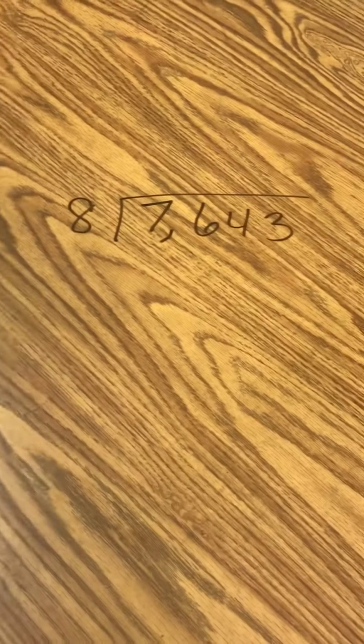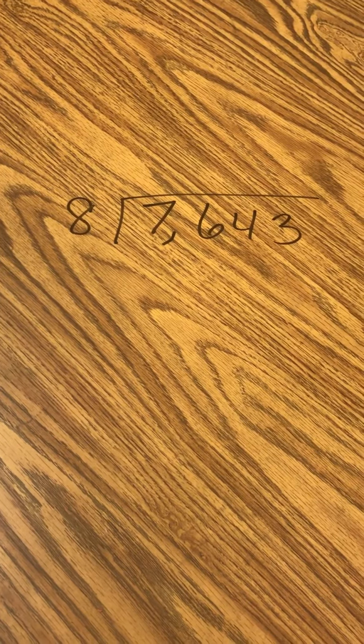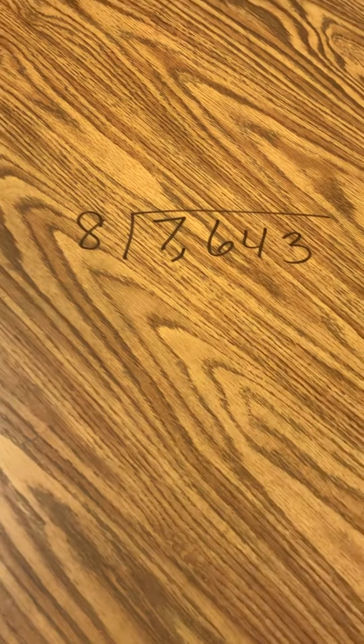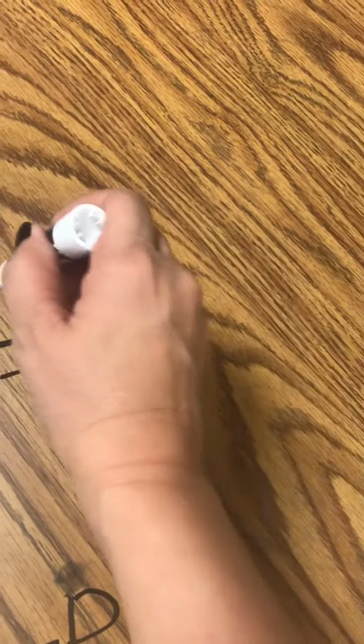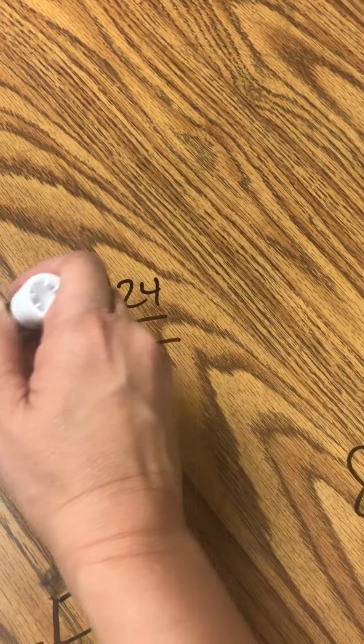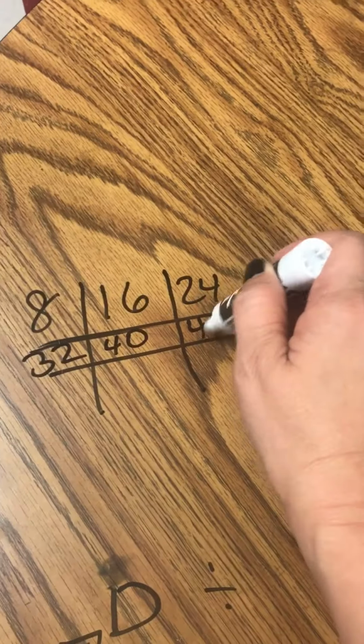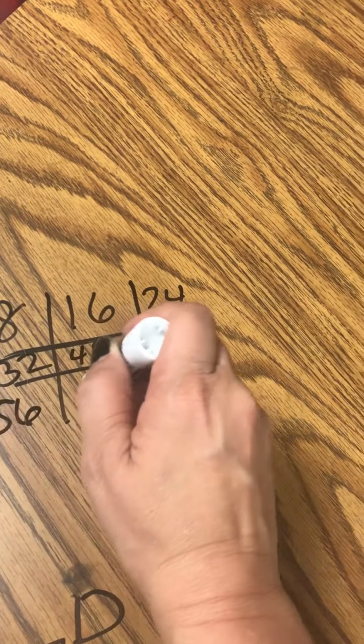Because we're dividing by 8, I've encouraged kids to create a tic-tac-toe or a hashtag where we are counting by 8s. I'm going to do that over here to the side. This kind of helps us with our dividing. So if we're counting by 8, it would be 8, 16, 24, 32, 40, 48, 56, 64, and 72.